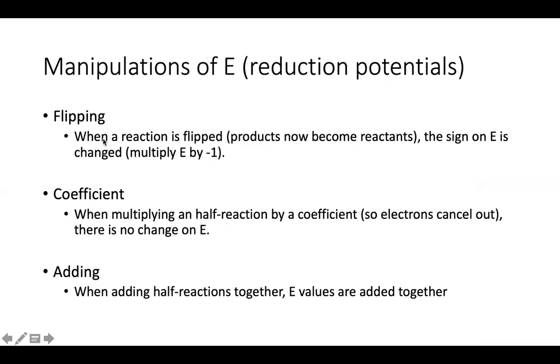Okay, and so again, as you can see in this chapter in electrochemistry, we're going to be flipping equations a lot. We're going to be adding them a lot, right? We add our reduction and oxidation potentials together. And you'll notice that we'll sometimes multiply by coefficients, like I did in that potassium equation. Okay, but it's so important because people forget this all the time, that when you multiply an equation by a coefficient in electrochemistry, there is no change on your E value. Okay, it's unaffected.